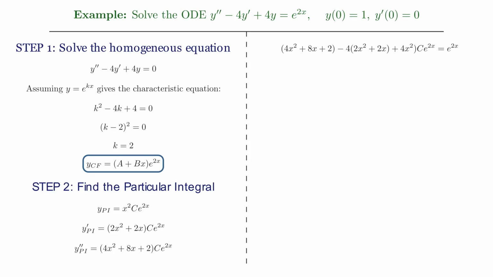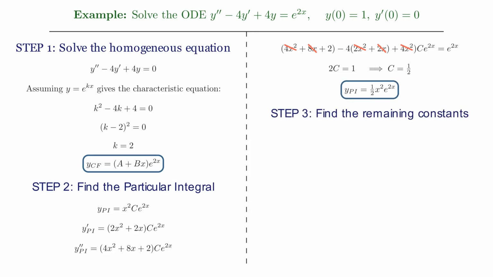We'll notice here that a lot of the terms will cancel. The 4x^2 will cancel, the 8x will cancel. What we're left with is 2c e^(2x) = e^(2x). Dividing by e^(2x), we get that 2c = 1. Therefore, c is equal to a half. So our particular integral is going to be y = (1/2) x^2 e^(2x).